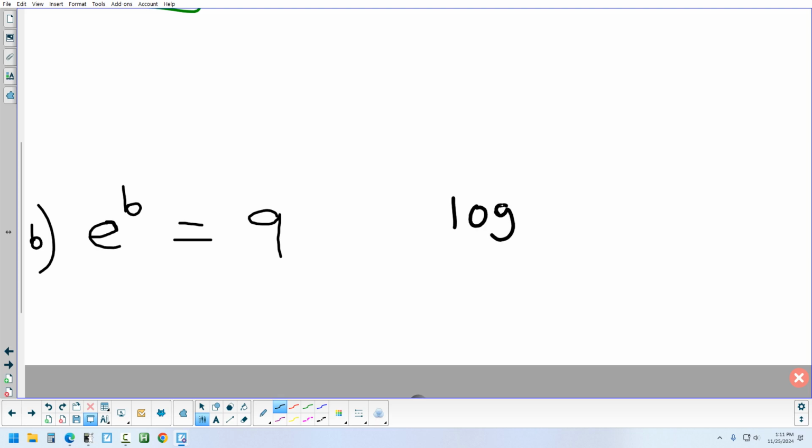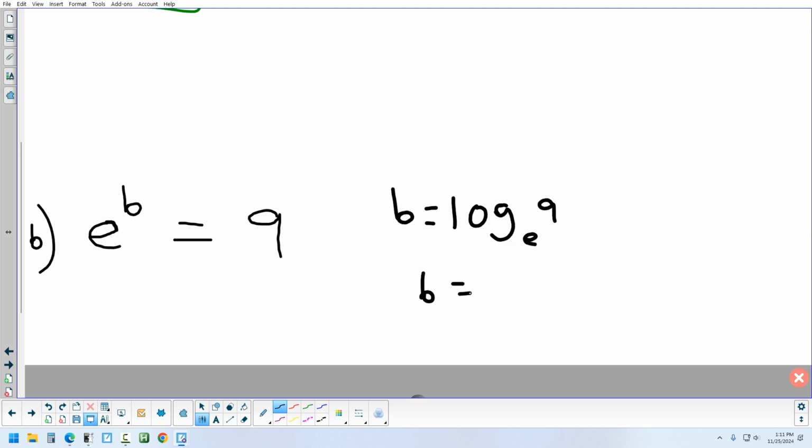Would it be log, so what's my base? e. We're going to come back to that in a minute. We talked about log base e, but for now that's fine. Log base e. Would it equal b? It would equal the exponent. And then 9 is by itself, so that becomes what you're taking the log of. So you're taking the log of 9, and you're doing it with a base of e.